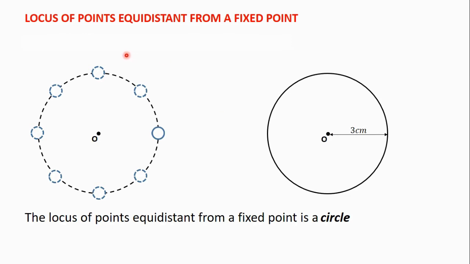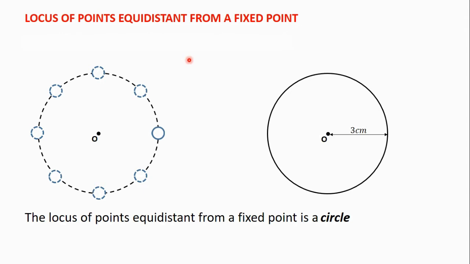So we have seen that the locus of a point equidistant from a fixed point is a circle. The fixed point will be the center of the circle, and the radius of the circle will be the distance between the point and the fixed point, which is the center of the circle.